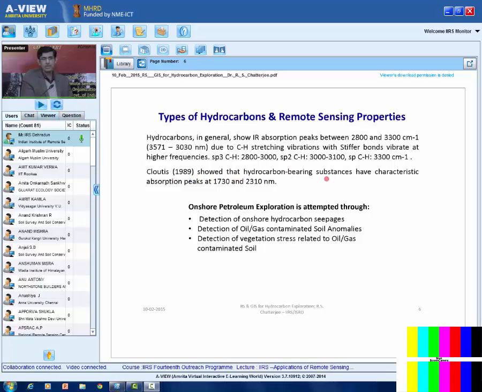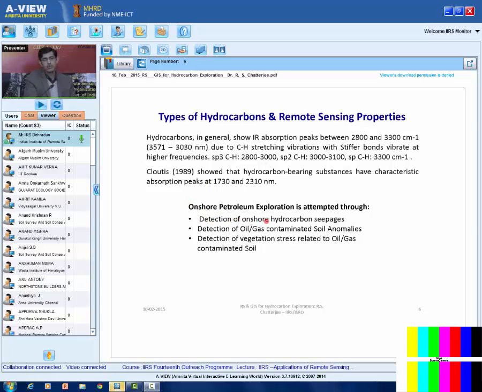Clutis showed that hydrocarbon-bearing substances have characteristic absorption peaks around 1.73 and 2.31 micrometer, or 1730 to 2310 nanometer. So if we can use that absorption peak in the visible near infrared region, then we can explore these hydrocarbons. This is onshore exploration; onshore petroleum exploration can be done based on this absorption peak, but we can use even the thermal peak.